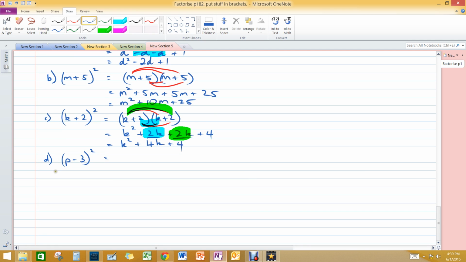Alright, the last one we're going to do now is p minus 3. So we go p minus 3, and then we go p minus 3 because it's squared, so we multiply it by itself. We then expand it out using our distributive law like so. And we go p squared minus 3p minus 3p, negative 3 times negative 3 is positive 9, which is equal to p squared minus 6p plus 9.